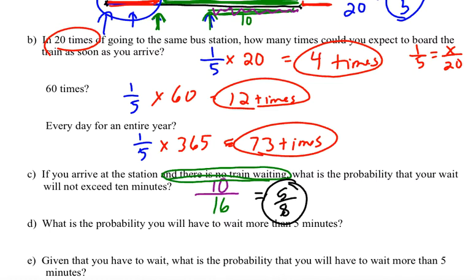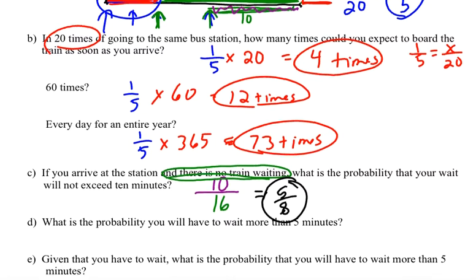Okay, you're going to try D and E. Go ahead and try them. Pause the video and then check back in. That way I don't have to make a 48-minute video. You guys can try it and then turn it back on.